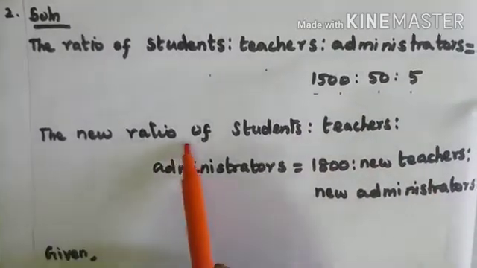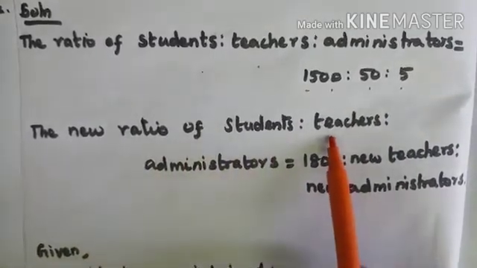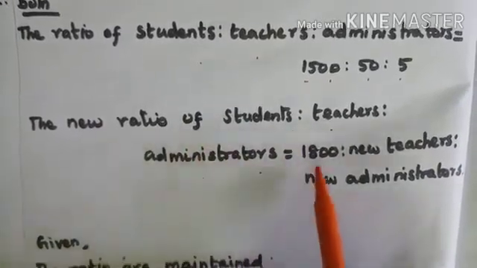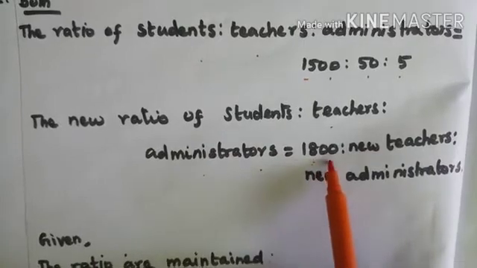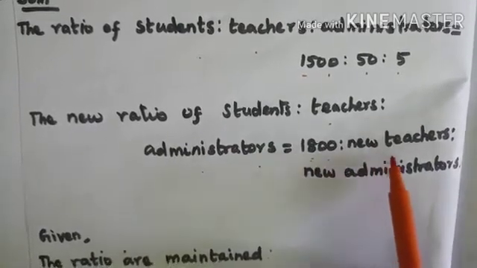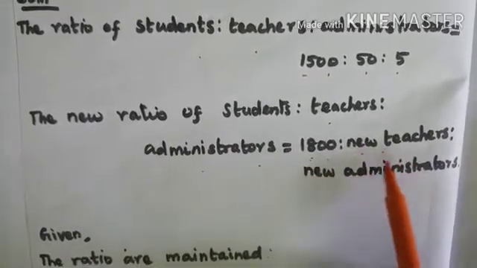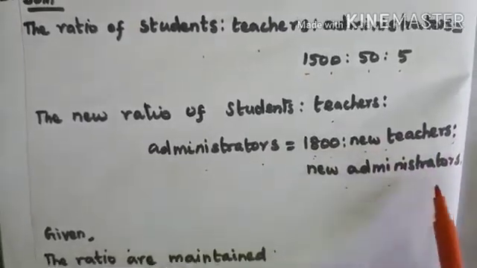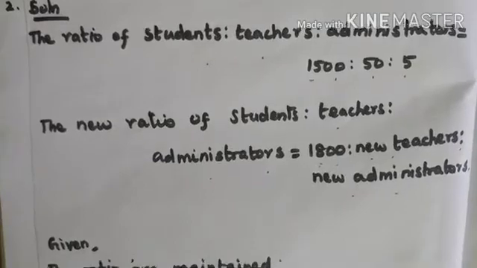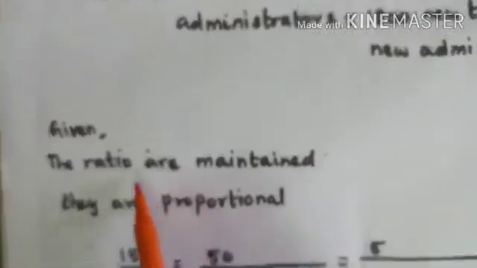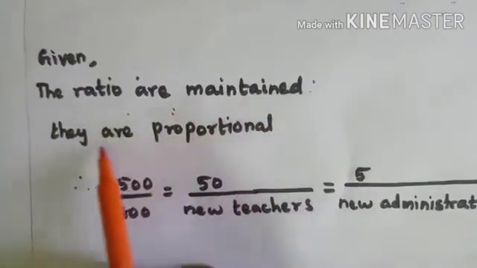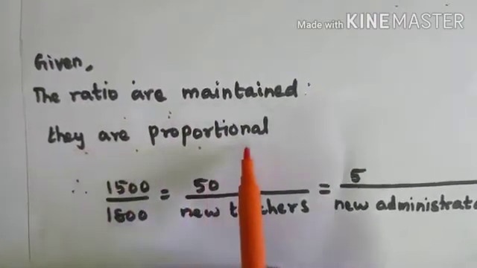Next, the new ratio of students is to teachers is to administrators. So the new ratio of students is how much? 1800 students is to new teachers. We are going to find the new teachers is to new administrators. Now what is given? Given the ratios are maintained. That is, they are proportional.